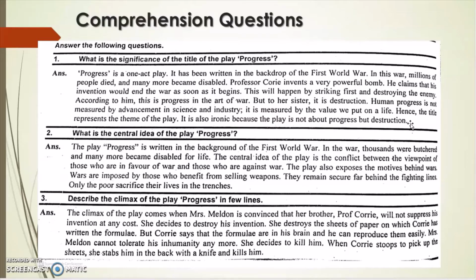So there are two people who define progress in two different ways. Professor Corey believes the more advanced you become in the art of war, the more progress you make. Whereas the sister believes that the more value you put on life, that is called progress, and not vice versa.